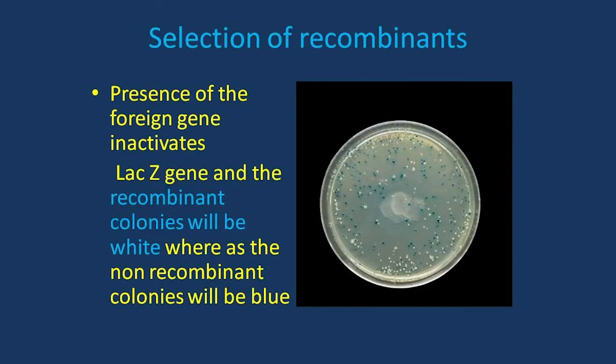So, the conversion of X-gal into the blue-colored compound cannot occur, and these colonies will be white. Whereas, in the non-recombinant colonies, lac Z gene is active, beta-galactosidase is produced, and the conversion to the blue-colored compound occurs, and they are blue in color. So, we select out the white colonies. This is how we use pUC18 to clone the foreign gene.